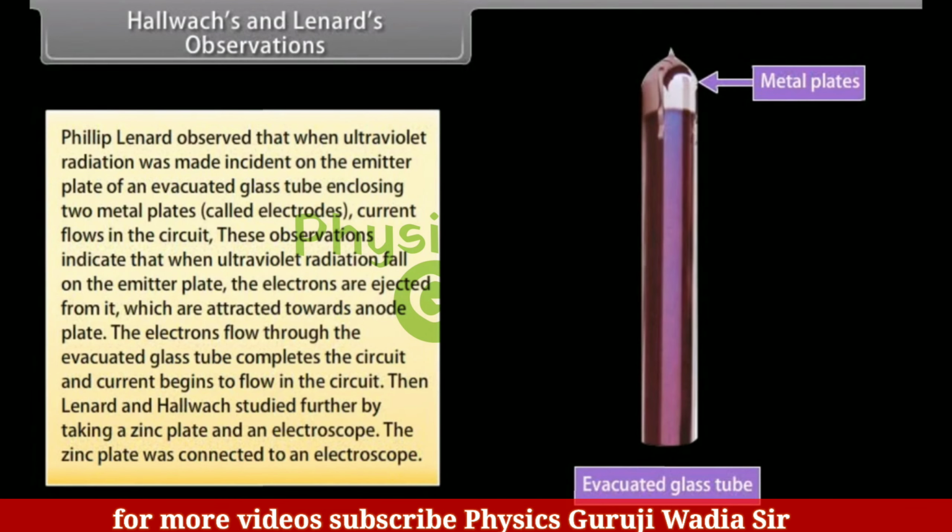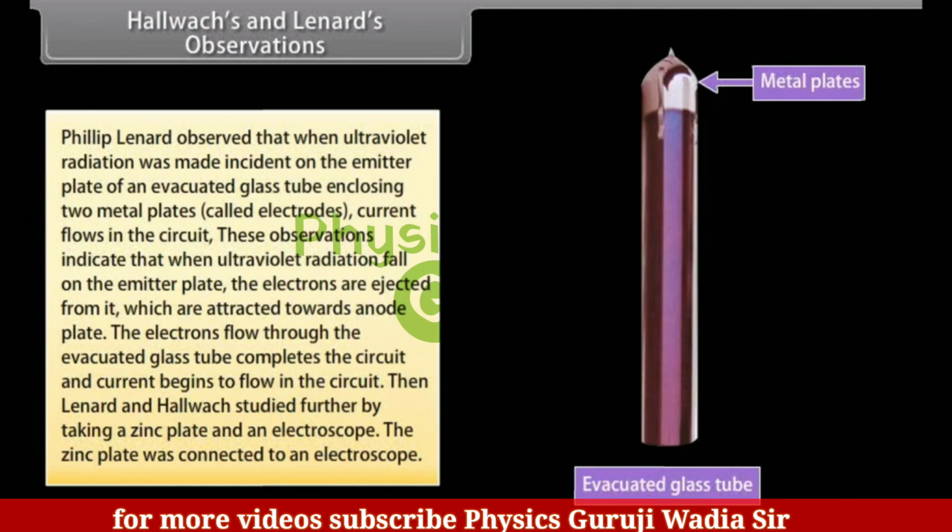Hallwachs's and Lenard's observations. Philip Lenard observed that when ultraviolet radiation was made incident on the emitter plate of an evacuated glass tube enclosing two metal plates called electrodes, current flows in the circuit. These observations indicate that when ultraviolet radiation falls on the emitter plate, the electrons are ejected from it, which are attracted to its anode plate. The electrons flow through the evacuated glass tube, complete the circuit, and current begins to flow in the circuit.